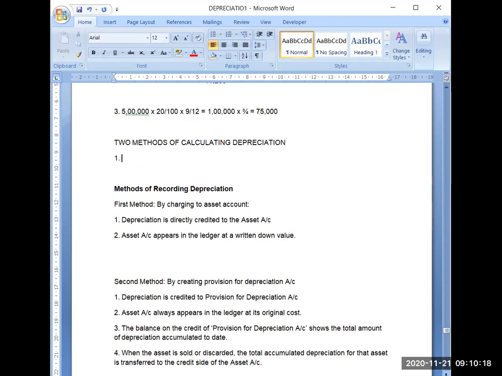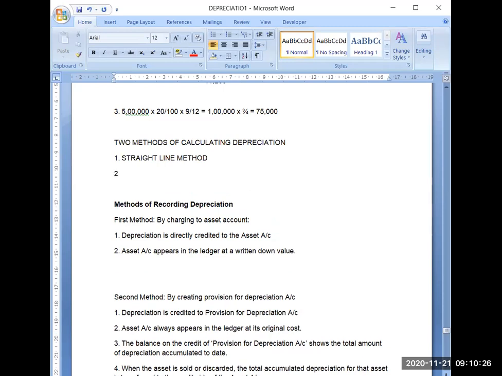First is the straight line method. And second is the written down value method. Now these are the methods for calculation of depreciation. And these are the methods for recording of depreciation.